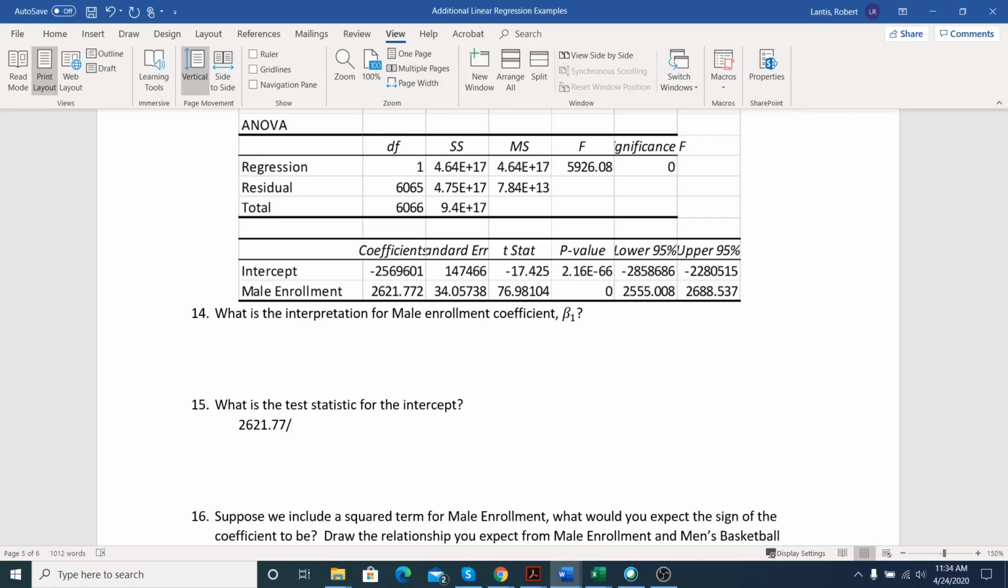0.77 divided by 34.06, right? And we get that huge test statistic, right?